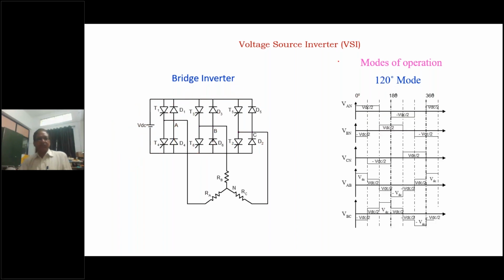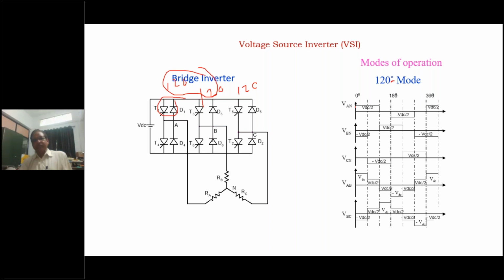Similarly, 120 degree mode operation. Each device here conducts for 120 degree. So this will conduct for 120 degree, this will conduct for 120 degree, and this is again for 120 degree. So there is no overlapping like in the 180 degree mode.